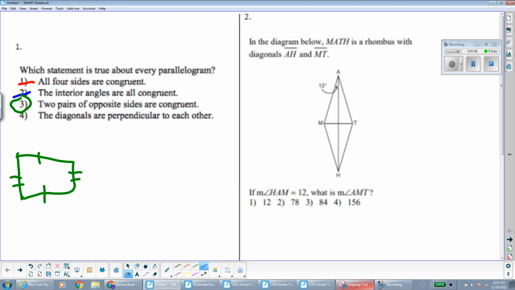The diagonals are perpendicular to each other. I'm going to cross that one out because that's not a property of a parallelogram. That's a property of a rhombus as well as a square.